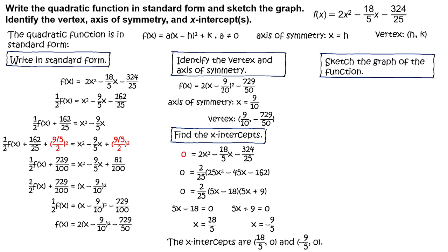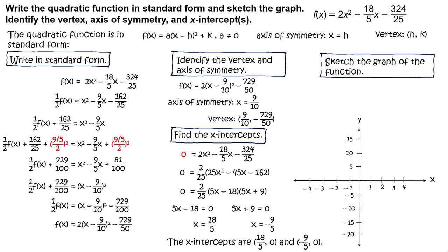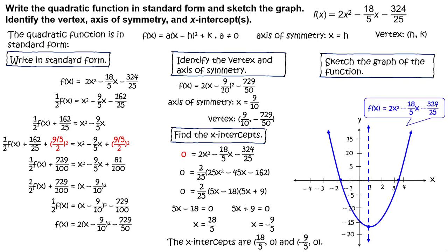Now you're ready to sketch the graph of the function. Sketch an xy plane. Draw the axis of symmetry, a vertical line with equation x = 9/10, and plot the vertex, a point with coordinates (9/10, −729/50). Next, plot the x-intercepts, (18/5, 0) and (−9/5, 0). To sketch the graph of f(x) = 2x² − 18/5 x − 324/25, draw a parabola through the plotted points.